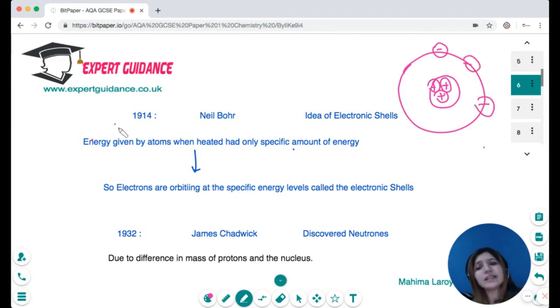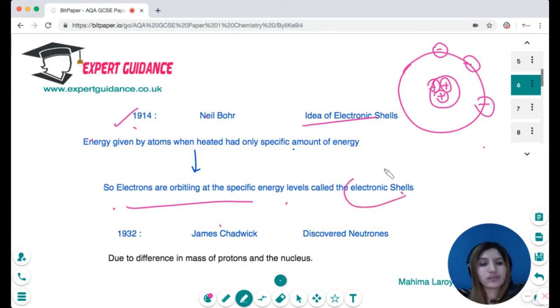Then came another scientist called Niels Bohr in 1914. He gave the idea of electronic shells. Now what he observed was whenever an atom was given any energy, it was emitting a specific amount of energy. So what was happening is the electrons which were orbiting were taking those energies, and when they were coming back to their ground state, they were emitting the energies. And these energies were of a specific amount. So he concluded that electrons are not just orbiting anywhere around the nucleus, they are orbiting at specific energy levels called the electron shells.